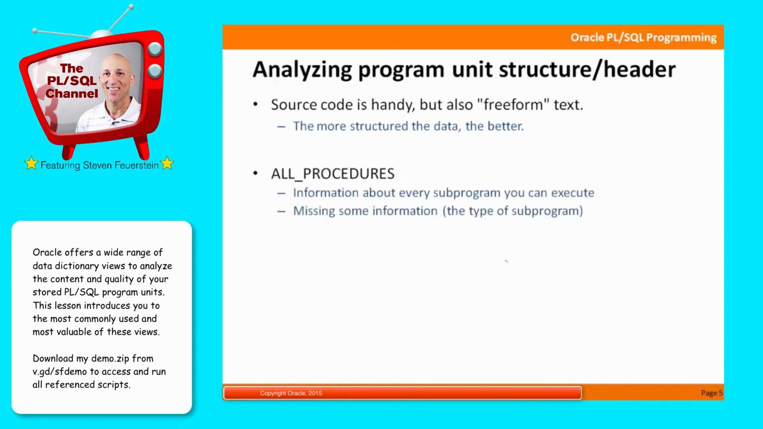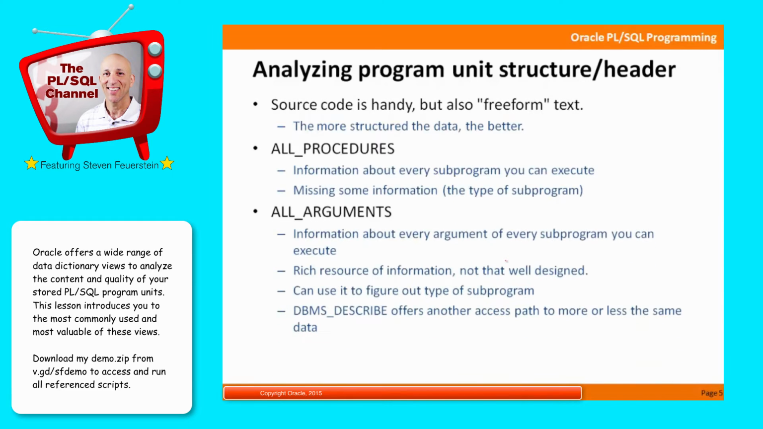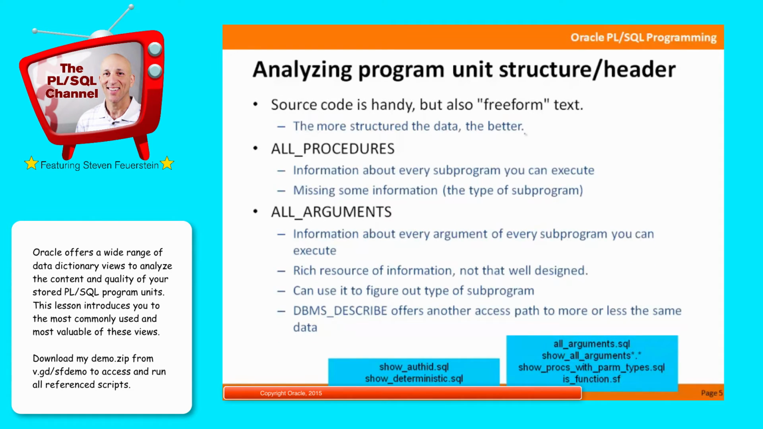So it would help if there was some more structured information available to us, and there is. There are at least two that are really very handy for PL/SQL code. One is called ALL_PROCEDURES, and that gives me information about every subprogram that I can execute. And unfortunately, it's missing some information, for example, the type of subprogram. I'll point this out in a moment.